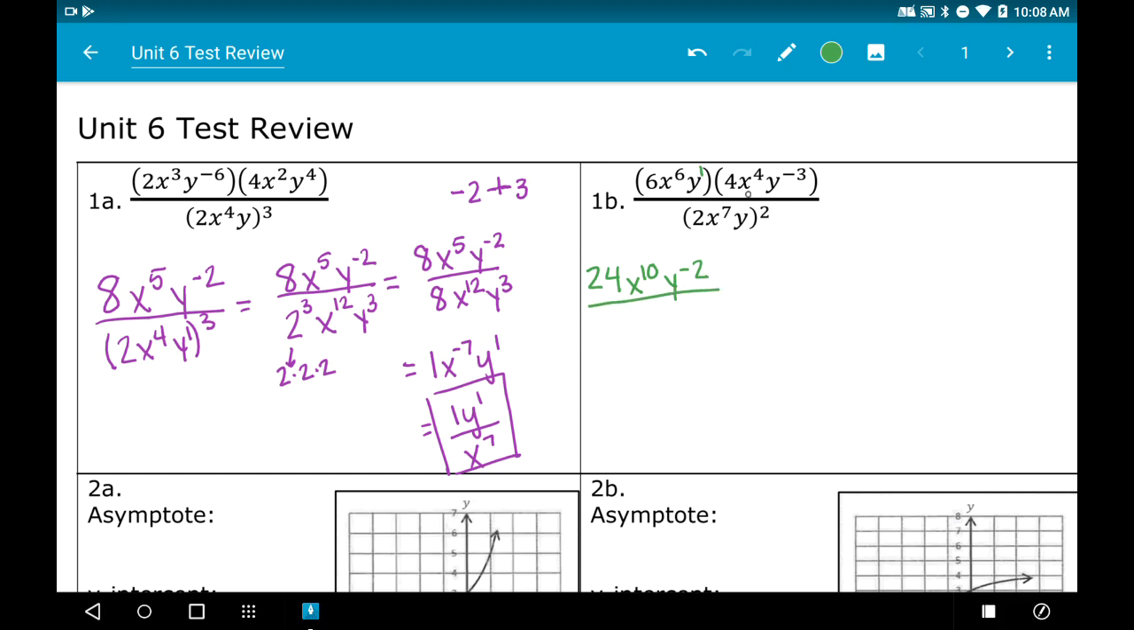And then on the bottom, I'm just going to do this step now. So it's going to be 2 to the power of 2. 7 times 2, remember we multiply these, is x to the 14th. And then y1 times 2 is y squared. So then we get 24, x to the power of 10, y to the power of negative 2, all over 2 squared is 2 times 2, so that's 4. Then x to the 14th, y squared.